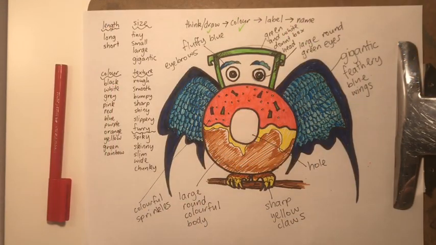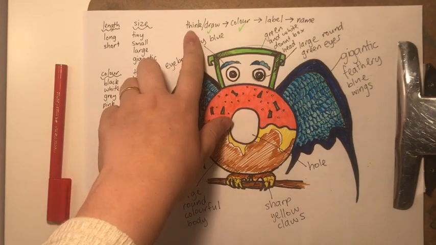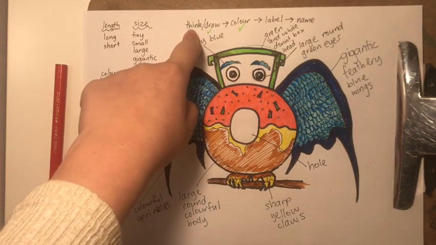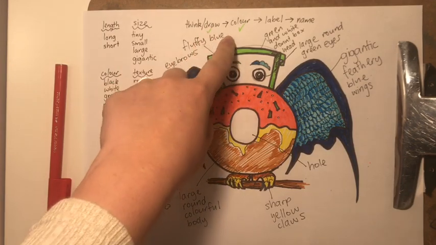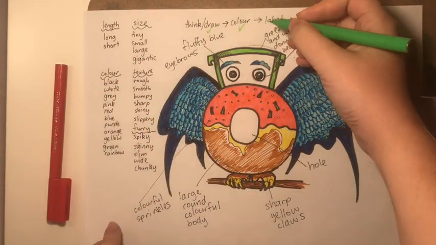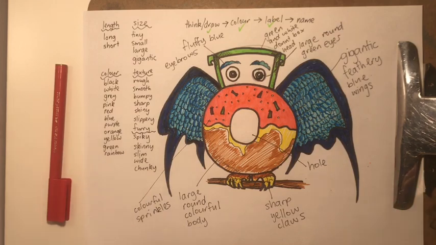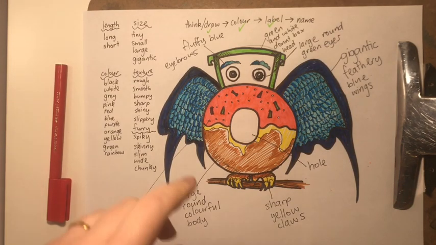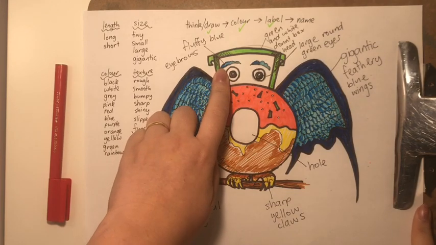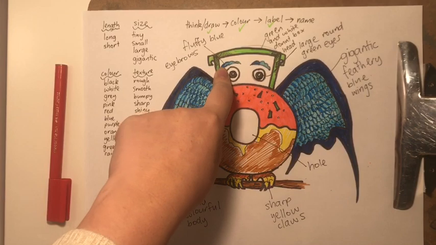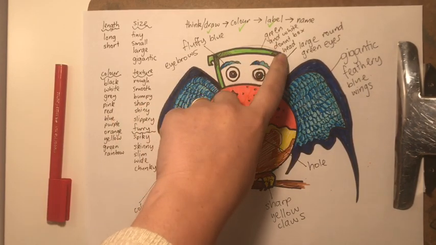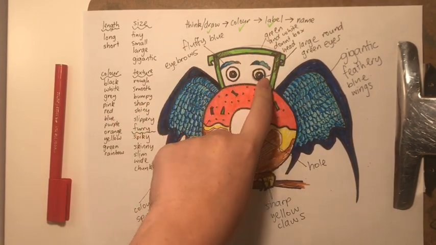So now what have I done? I've thought about what I'm going to have for my mythical beast, and I've drawn it, I've coloured it all in. Now I've labelled it as well. And what were some of the labels that I came up with? So I've got fluffy blue eyebrows. I've got a green and white donut box head.